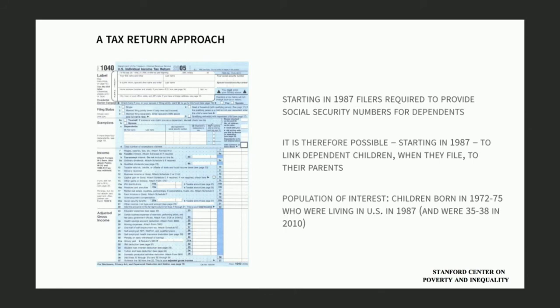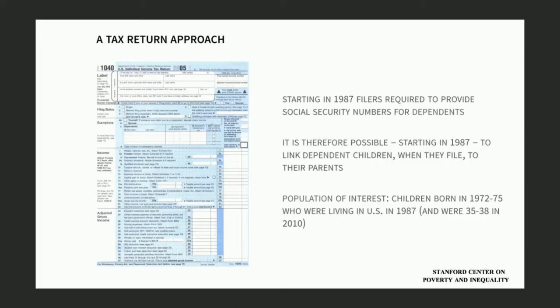And so I'm going to give you some data, again relying on de-identified tax data from the earliest period in which you can use such data. 1987 is a magical year for people who care about intergenerational earnings elasticities. It's the year in which the IRS required that you supply the Social Security number of children if you're going to claim your children as a dependent.